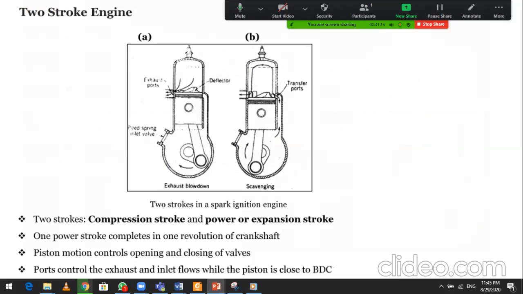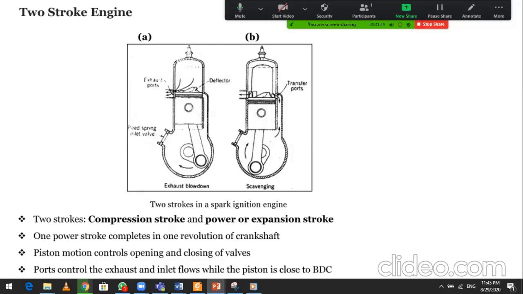कैसे डिफाइन कर सकते हैं टू स्ट्रोक इंजन? टू स्ट्रोक इंजन मींस कंप्रेशन स्ट्रोक एंड पावर और एक्सपांशन स्ट्रोक। हम उसमें फोर स्ट्रोक में कह रहे थे कि कंप्रेशन है, एक्सपांशन है और इग्निशन है। अब इसमें जो कंप्रेशन होती है और पावर होती है उसको आप एक्सपांशन स्ट्रोक कहते हैं। There's no suction stroke, there's no exhaust stroke. Okay, one power stroke complete in one revolution of crankshaft.